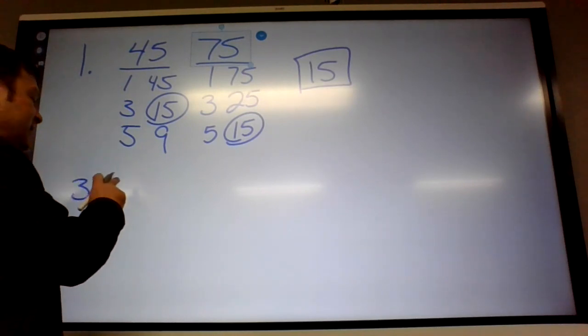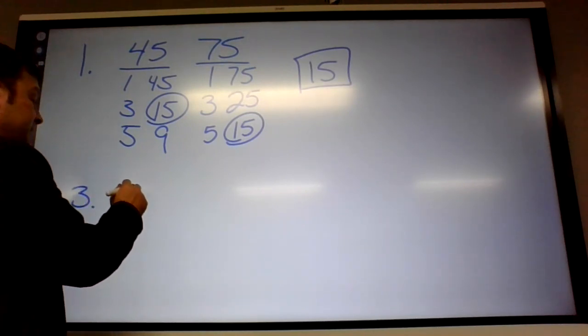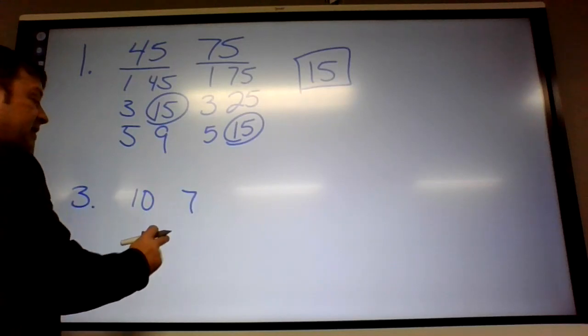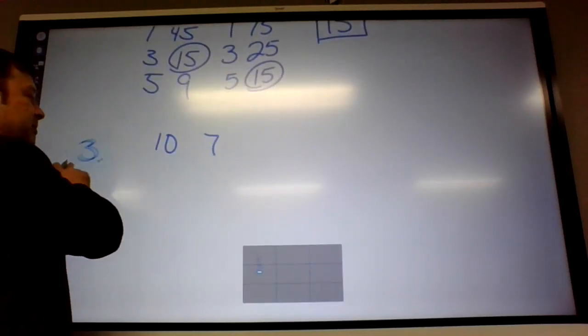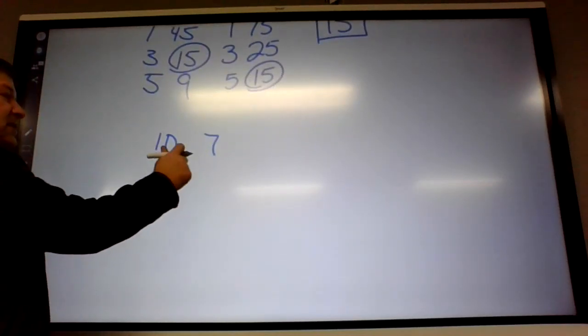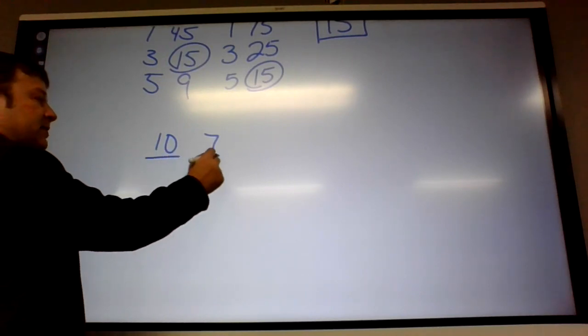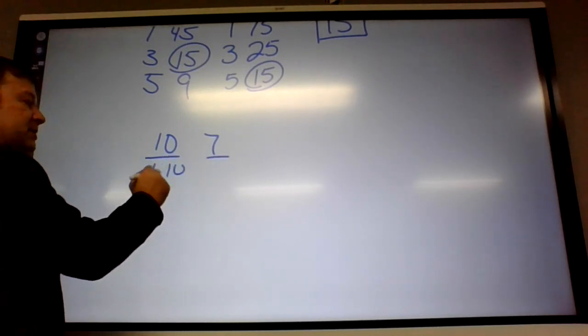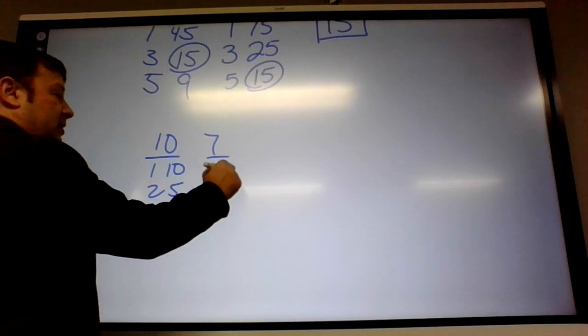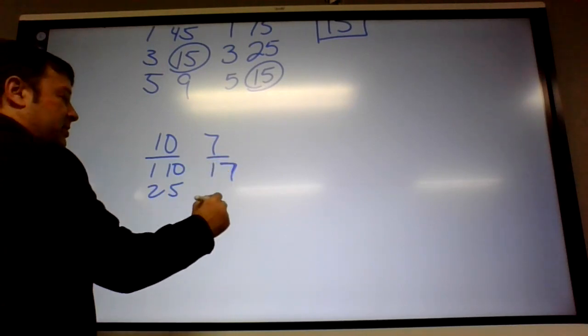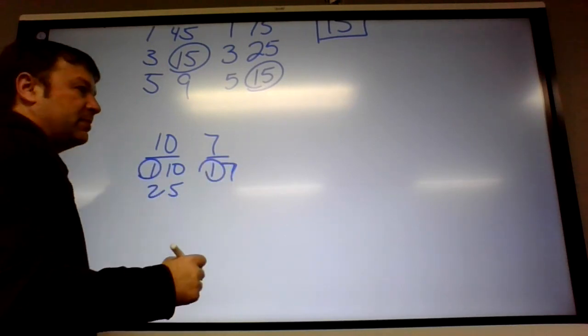By the way, what if I had something like 10 and 7? This is not number 3, by the way. What if I had 10 and 7? What's their greatest common factor? 1. Yeah, it's 1. The book calls that relatively prime.